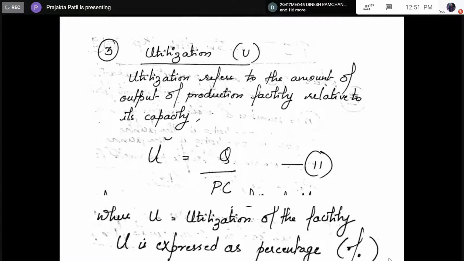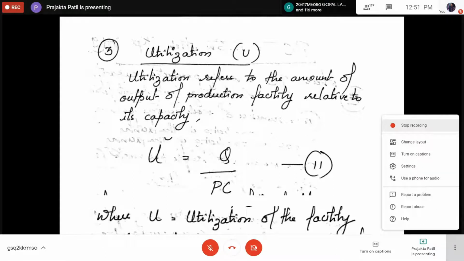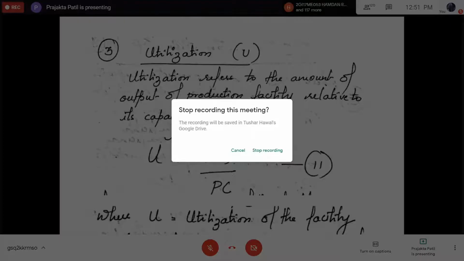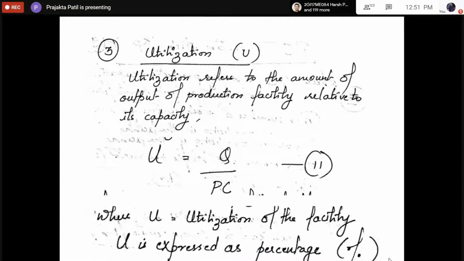Utilization is usually expressed in percentage. So utilization can be assessed for an entire plant, or for a single machine in the plant, or any other productive resource. It can even be labor. You can even calculate the labor utilization based on the output that you're getting and the actual capacity of the facility that you have.